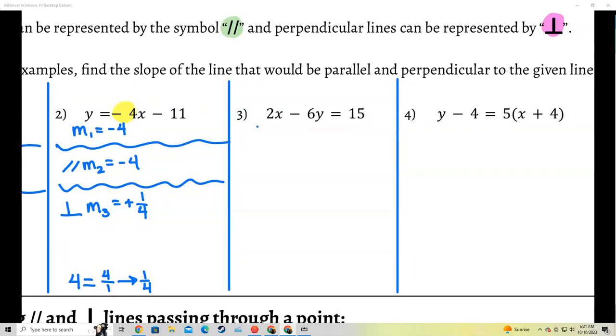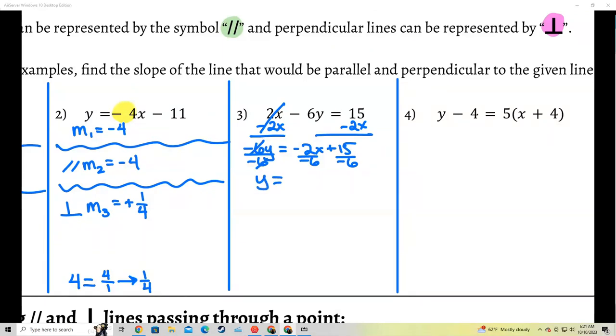So let me go ahead and subtract 2x on both sides. These are going to cancel. I get negative 6y is equal to negative 2x plus 15 because I cannot combine those terms. They're not like terms. And then I'm going to divide everything by negative 6. Divide by negative 6, divide by negative 6, divide by negative 6. These are going to cancel. I'm going to get y equals.